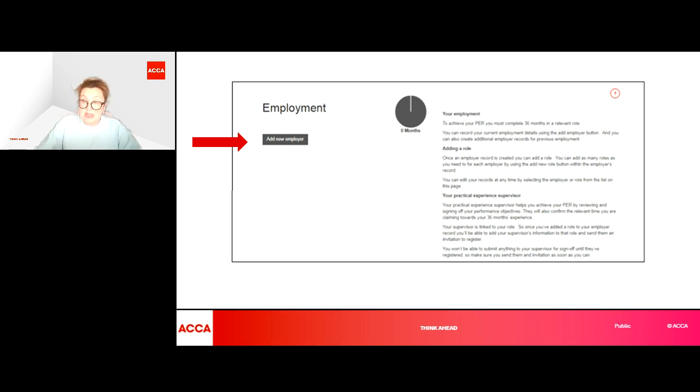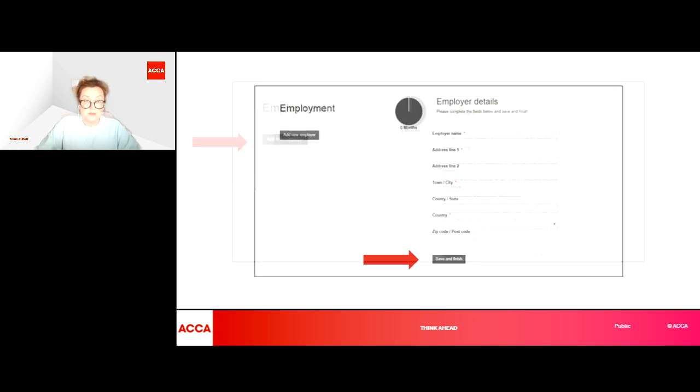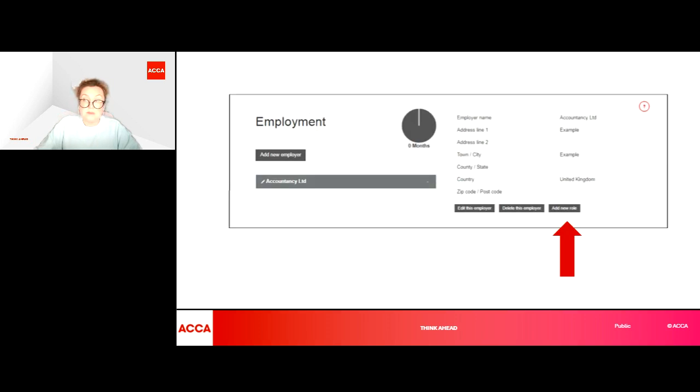Within the employment screen, you would then click on Add New Employer, as highlighted with the red arrow. You would then fill in your employer details and click on Save and Finish at the bottom. You will now need to add your role details. So to do this, you would click on the third box, which is highlighted just now, which says Add New Role.